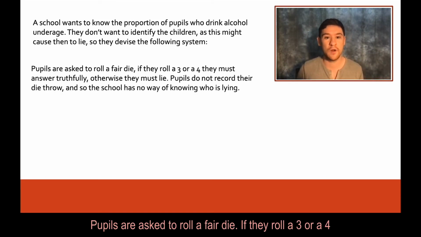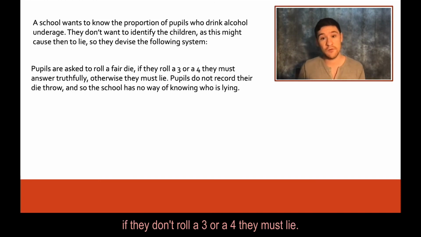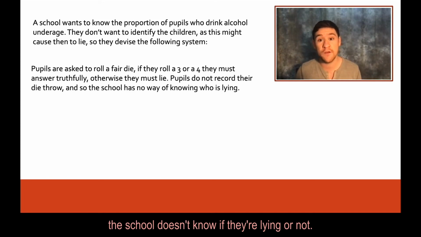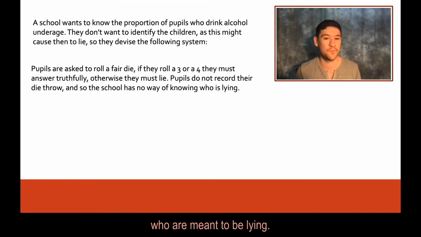Pupils are asked to roll a fair die. If they roll a 3 or a 4, they must answer truthfully. If they don't roll a 3 or a 4, they must lie. As pupils do not record the throw of their die, the school doesn't know if they are lying or not, but they would know the proportion of people who are meant to be lying.